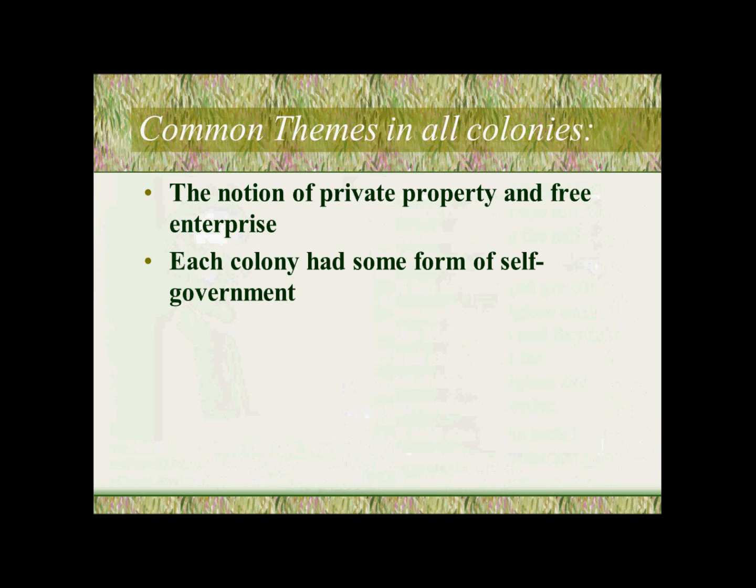Common themes in all these colonies: the notion of private property and free enterprise. All of them believed that we should own property and free enterprise, meaning buying and selling of goods, a free market. If you were poor, typically you stayed poor in England. Here you had more opportunity to rise and become upper class. And pretty much each colony had some form of self-government, meaning white males, and particularly white property-owning males, had a say in government. Got it?